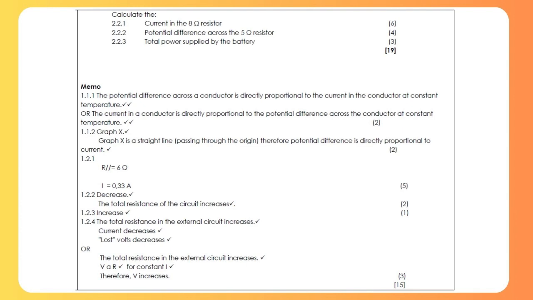1.2.1 R = ε/I, I equals 0.33 A. 1.2.2 Decrease. The total resistance of the circuit increases. 1.2.3 Increase. 1.2.4 The total resistance in the external circuit increases. Current decreases. Lost volts decreases. Or the total resistance in the external circuit increases. V is proportional to R for constant I. Therefore, V increases.